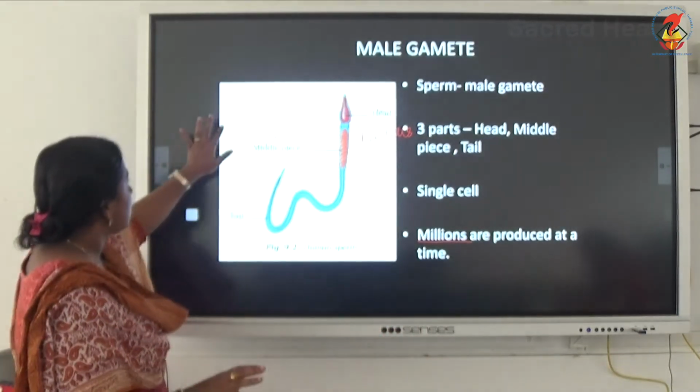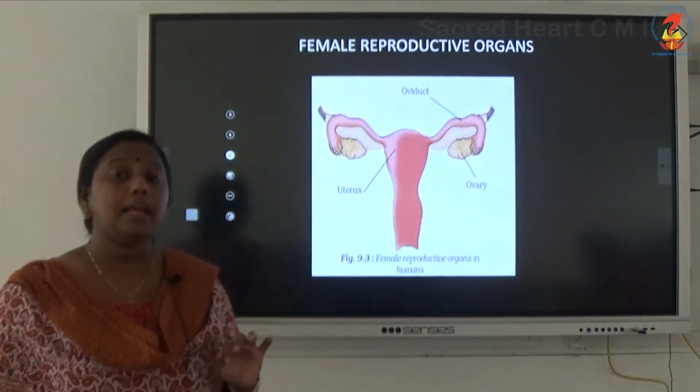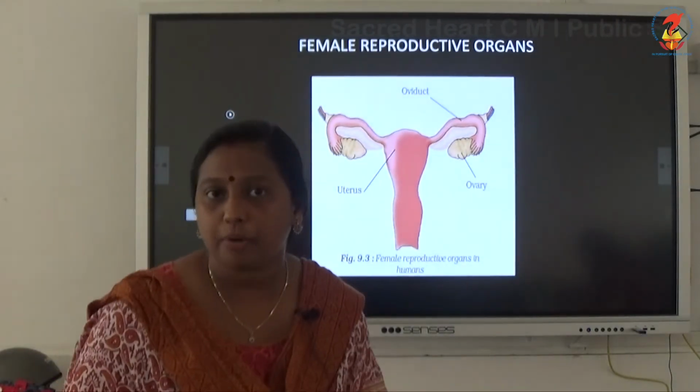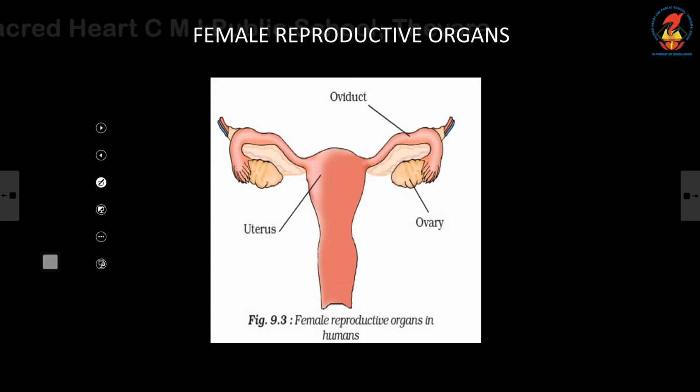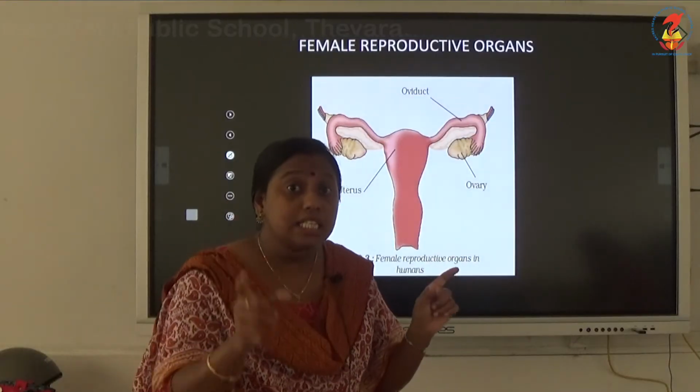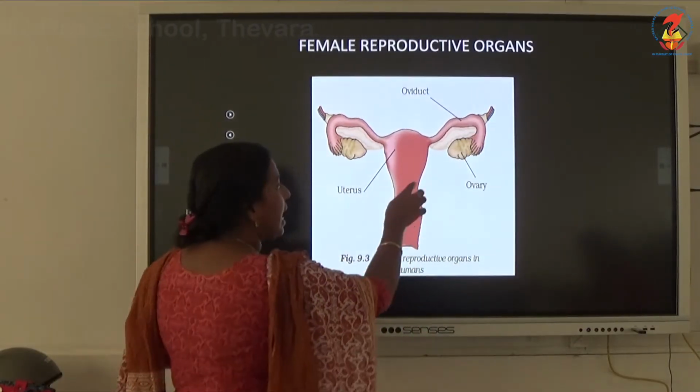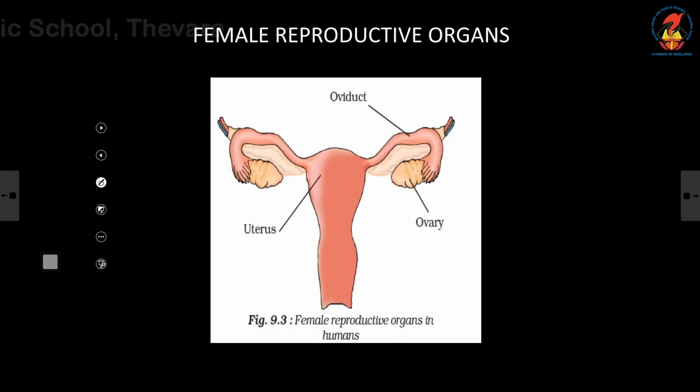Okay? Now we will move on to the female reproductive system or the female reproductive organs. Again, as in the case of male, it has 3 main parts. In male there was a pair of testes. Instead of testes, females have a pair of ovaries. See, one ovary here and the second one here. So ovary is the first part of the female reproductive system.